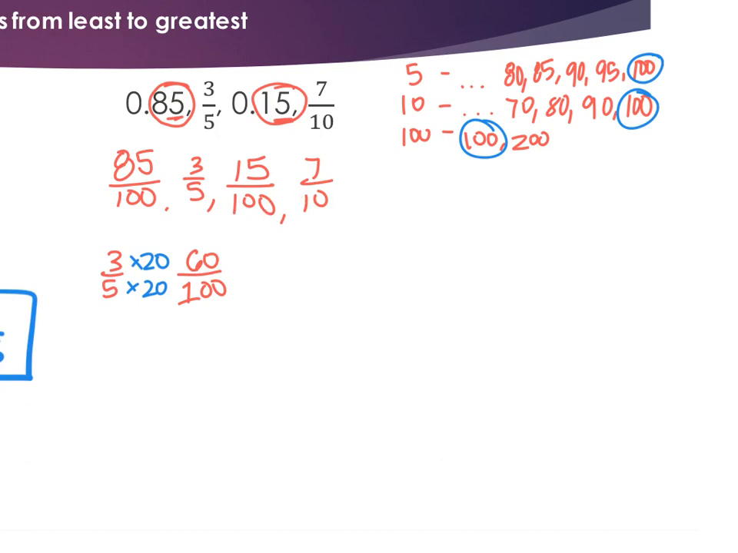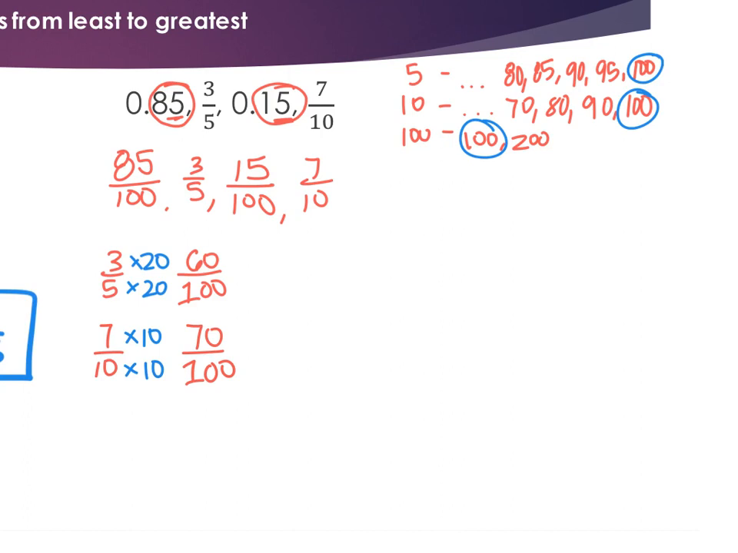Now I have 7/10. Let me change that one to have the correct denominator. My new denominator was what again? 100. How do I get from 10 to 100? Times 10. What I did at the bottom, I must do to the top. So 7 times 10 is 70.